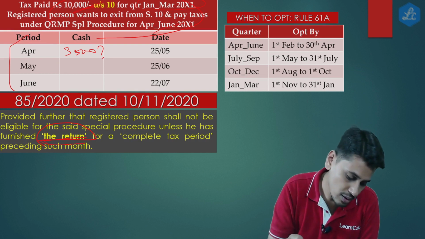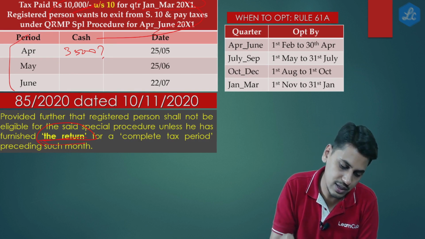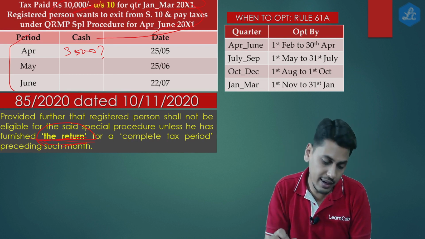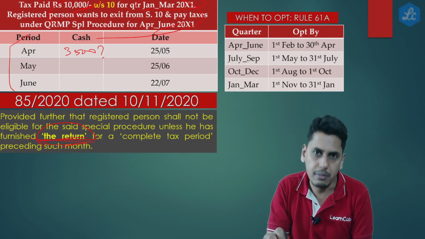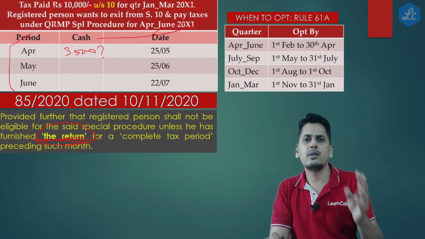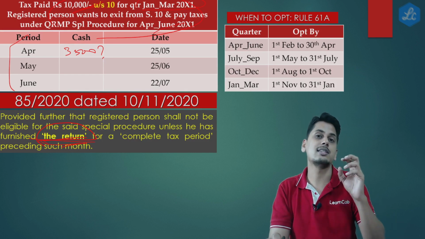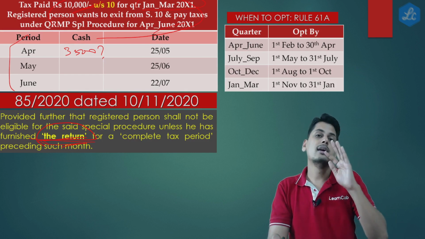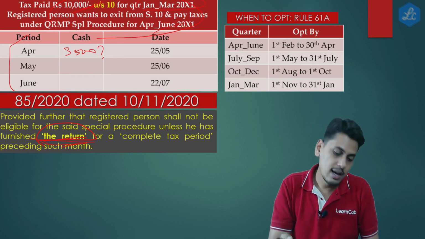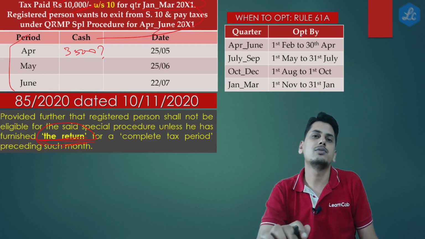I read it again for you. Provided that the registered person shall not be eligible for the said special procedure unless he has furnished the return for a complete tax period preceding such month. In this case, in the preceding tax period, the return for him was not GSTR 3B, it was GSTR 4. So that cannot be taken as a base. Friends, I am sure you are able to follow this. What is the crux of the discussion we are getting?